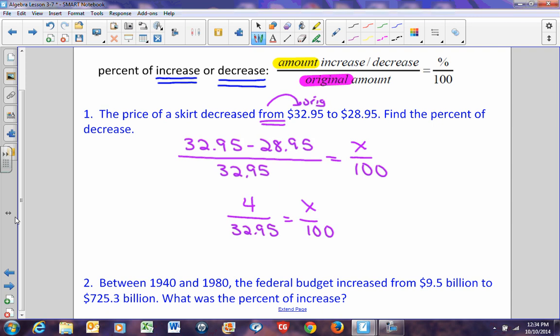Okay, so I will have 4x. Oops, that was not right. I'm going to need to multiply across. So I'm going to have 32.95x equals 400. Divide by 32.95.